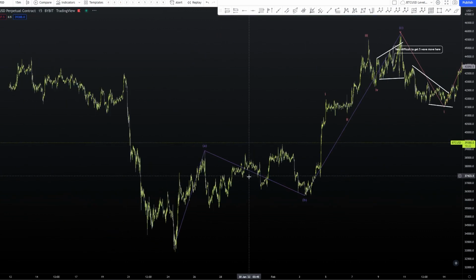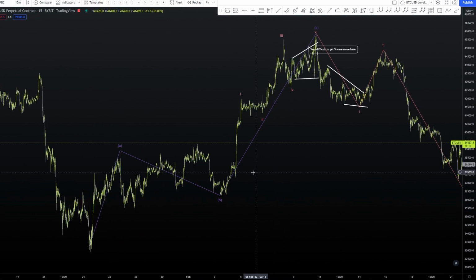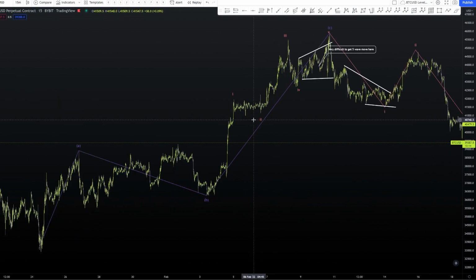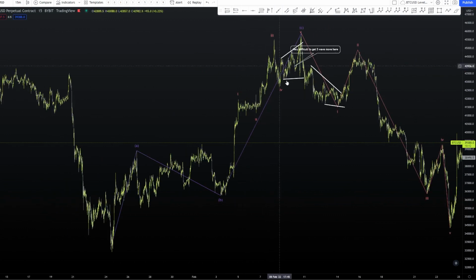And then this would be a running flat for the wave B for an A, B, C, and then moving up. It's not a very nice impulse, but we have to put the wave 1 here to get proper symmetry. So this would be a 1, 2, 3, 4, 5 up into the wave C.